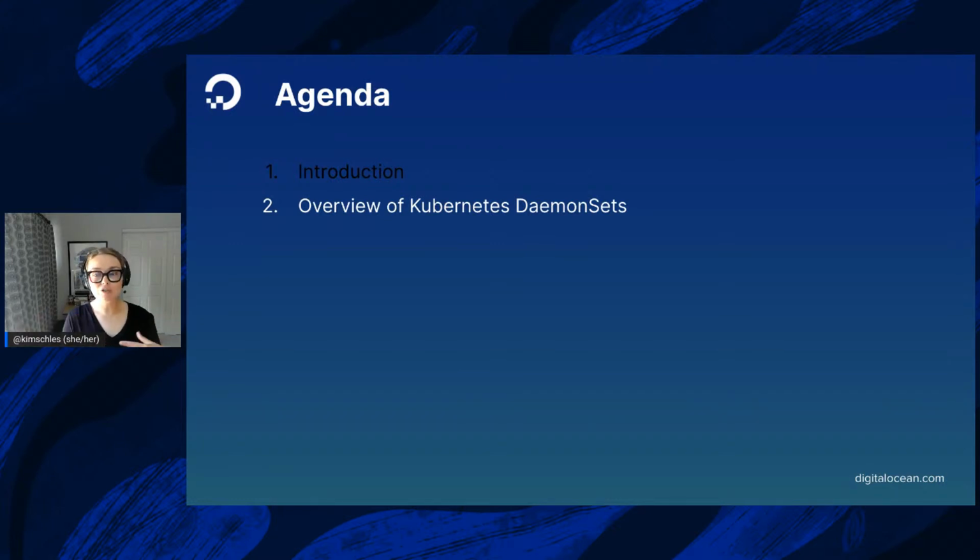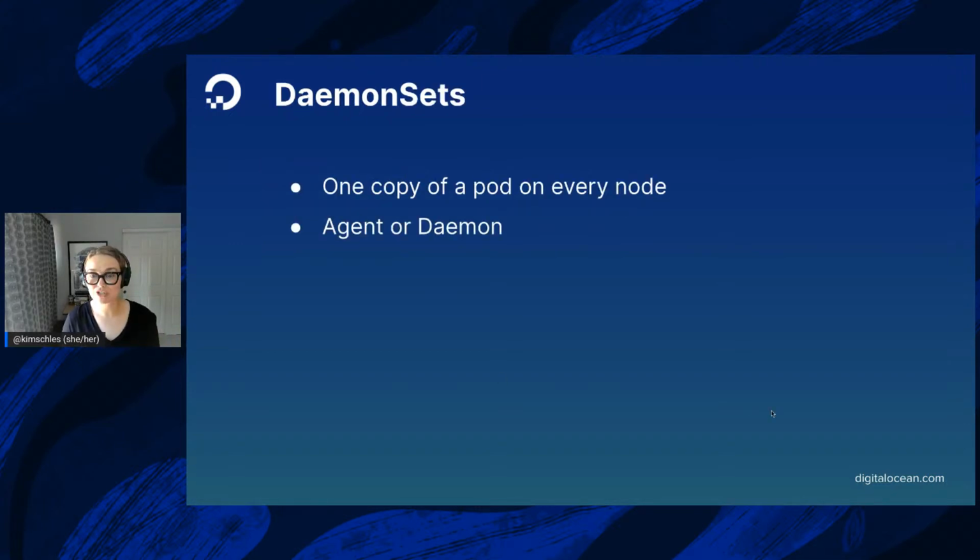So I've done an introduction of what we're going to cover, talked a little bit about what tools I'm using for the demonstration, and now we're going to hop into it with an overview of Kubernetes DaemonSets. A Kubernetes DaemonSet is a tool you can use where you generate one copy of a pod that goes on every single node. If you have been a systems administrator before, or you've used Linux systems extensively, these used to be called agents or daemons.